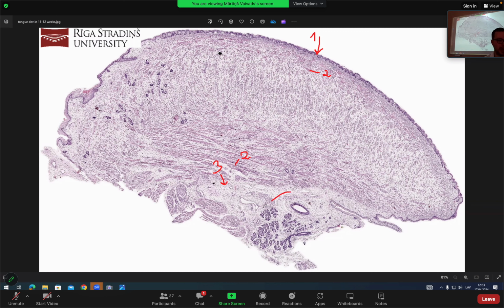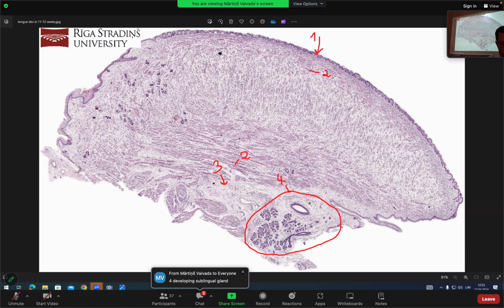What else? Here again, we can spot an organ. This is again the developing salivary gland, or developing sublingual gland. So number 4, developing sublingual gland. But what you need to be careful with, when we talk about this developing sublingual gland, we can distinguish 2 different parts. You can distinguish the ducts, so developing ducts of the sublingual gland, that's number 5. So these are developing ducts. And 6, developing secretory portions, number 6.